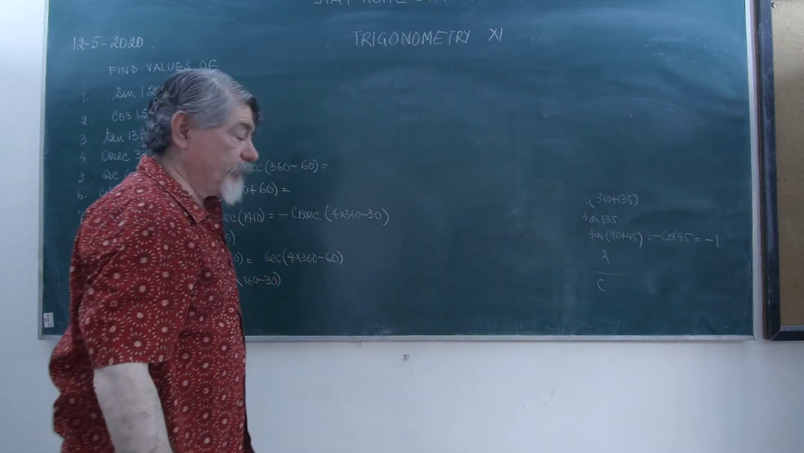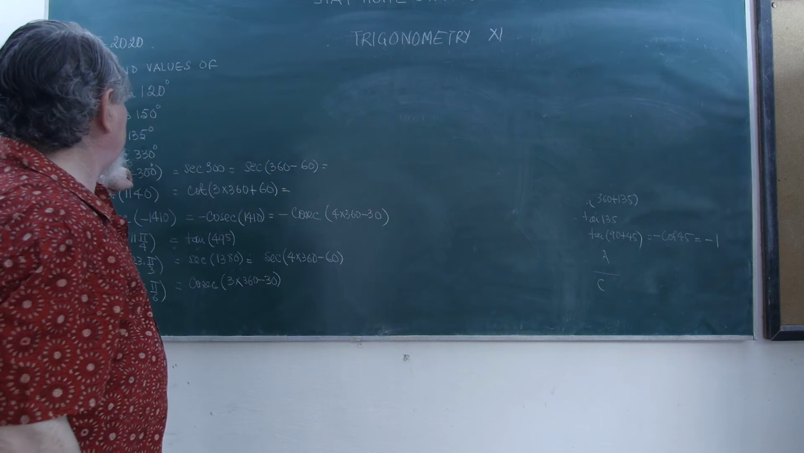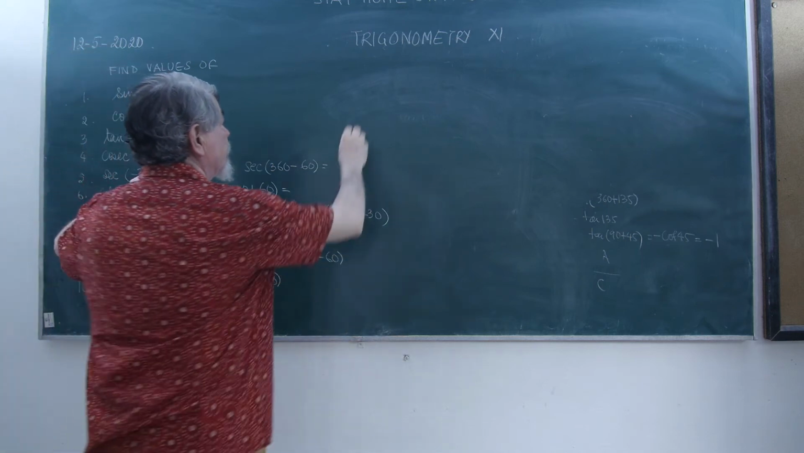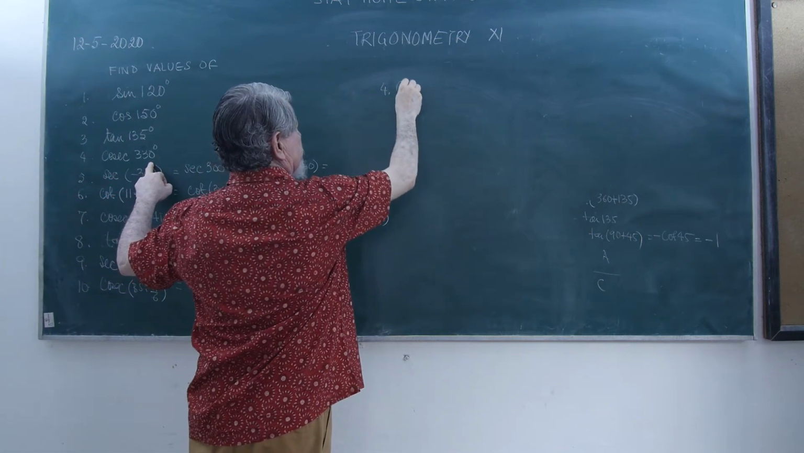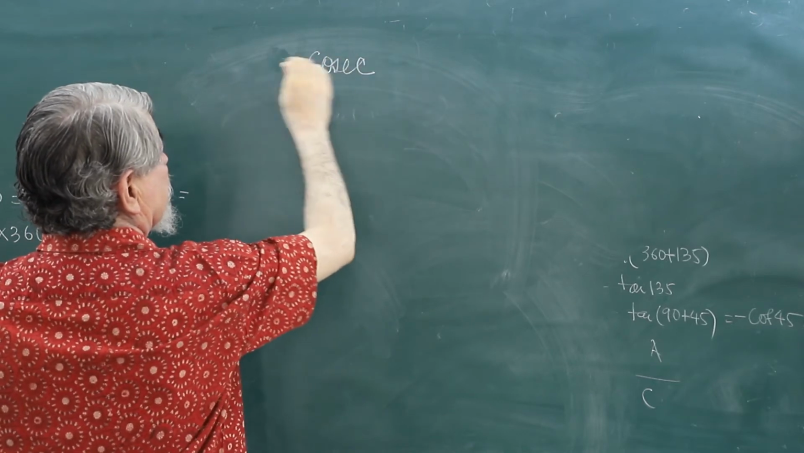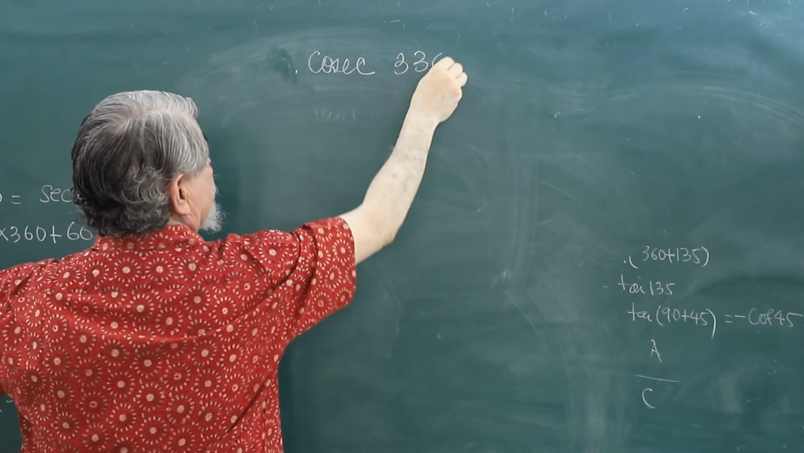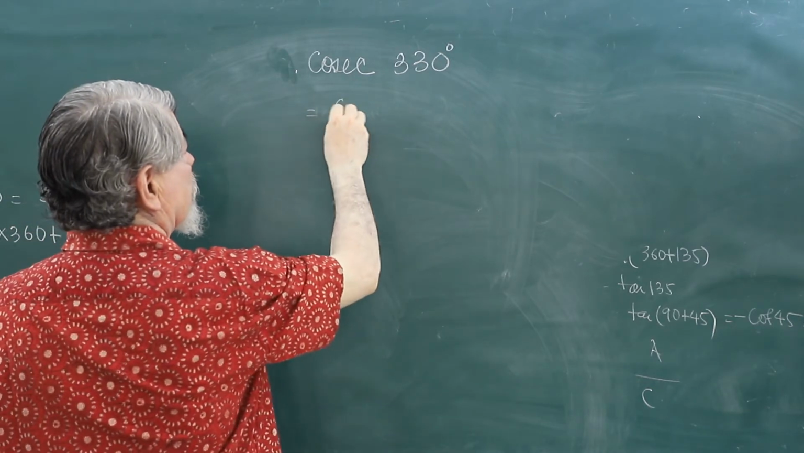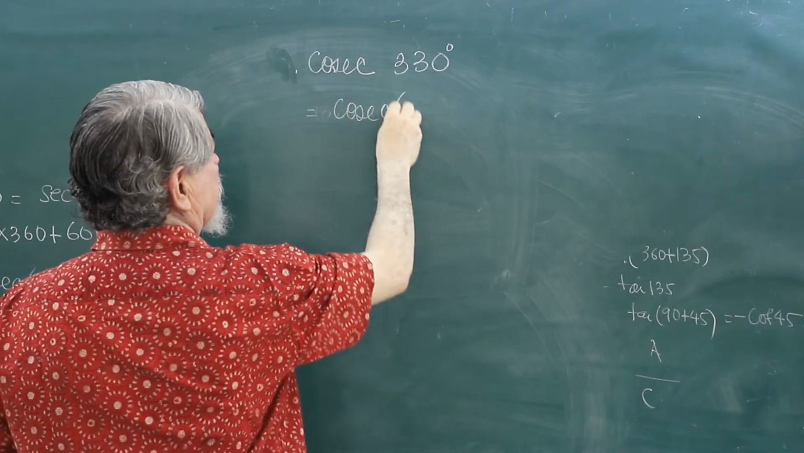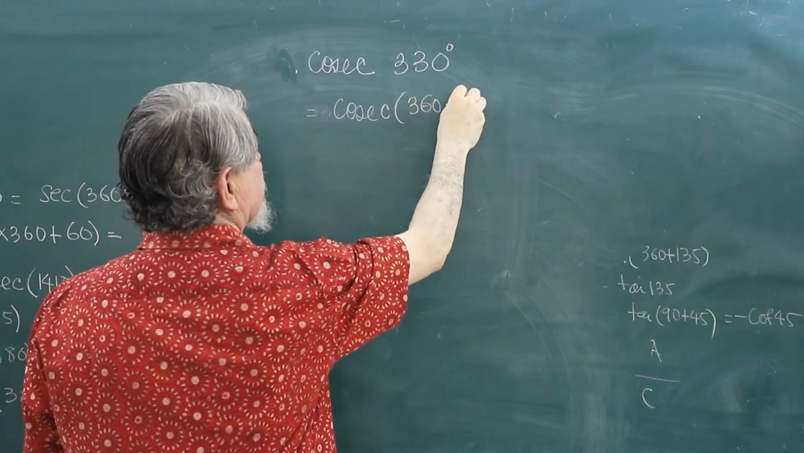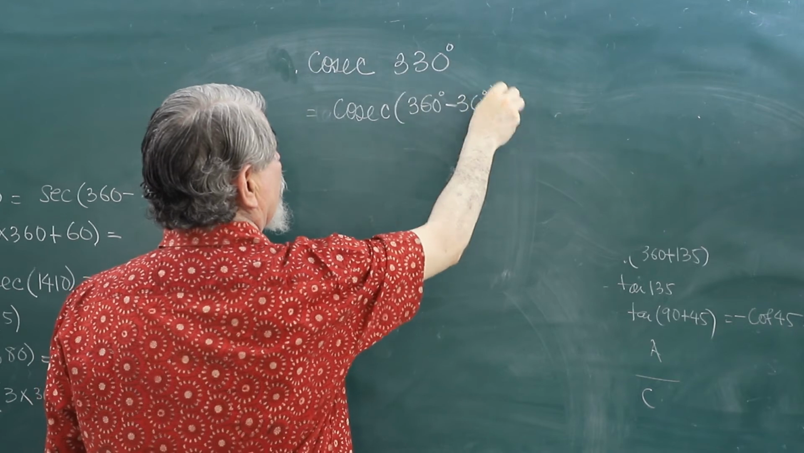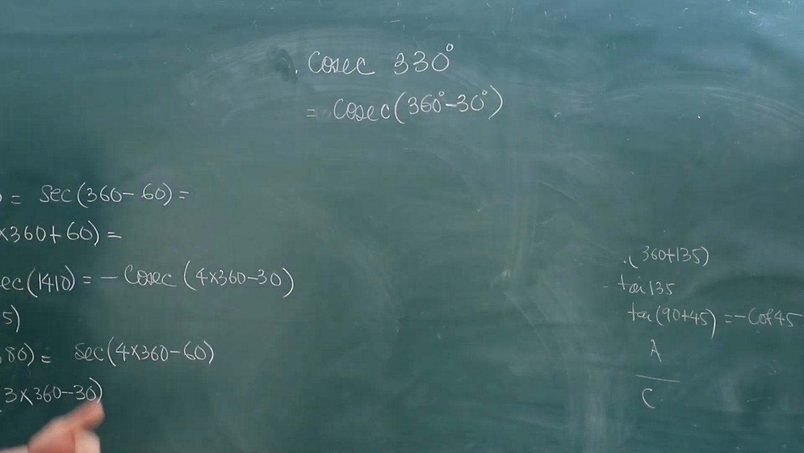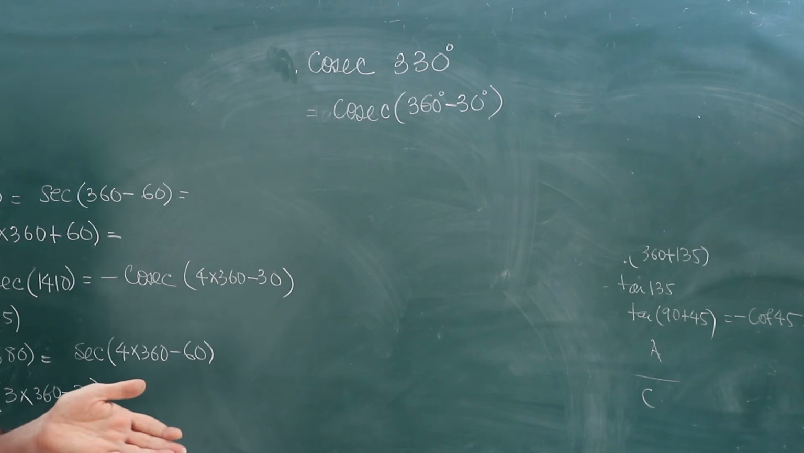Now let us see further. The fourth one is cosec 330. Now it is very obvious, 360 minus 30. I can write 330 as 360 minus 30. Cosec 360 minus 30 will give me the value of 330. 360 minus 30 is 330.